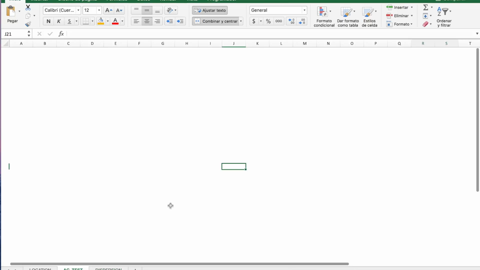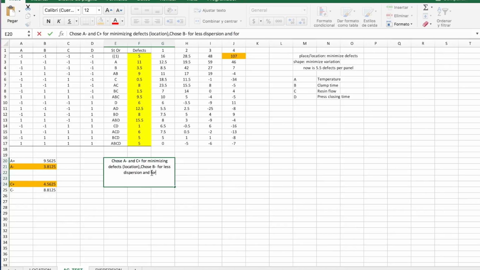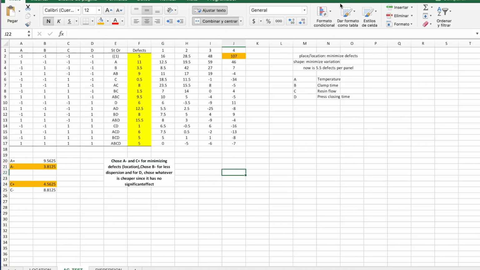And now for our final answer. The shape minimizes variation, so that's why we're choosing the less dispersed, which is B negative. And we're going to recommend choose A minus and C plus for minimizing defects, choose B minus for less dispersion, and for D choose whatever is cheaper because it has no significant effect. And we are done with our test.